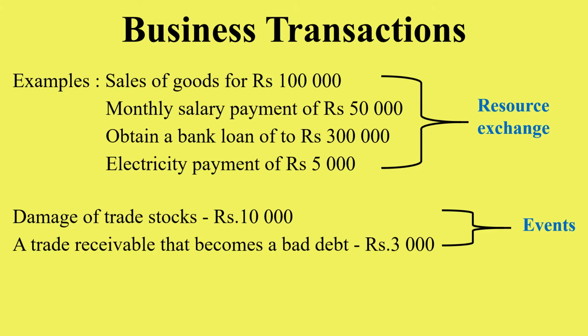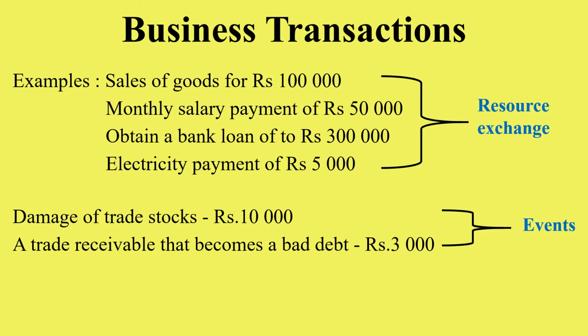But in addition to these types of resource exchanges, there are several other types of events which occur in a business which we consider for accounting as well. For example, damage to the trade stocks, which is worth 10,000 rupees. A damage occurs to the stocks of an organization. It is worth 10,000. It is also measurable in money. So we are considering these types of transactions as well.